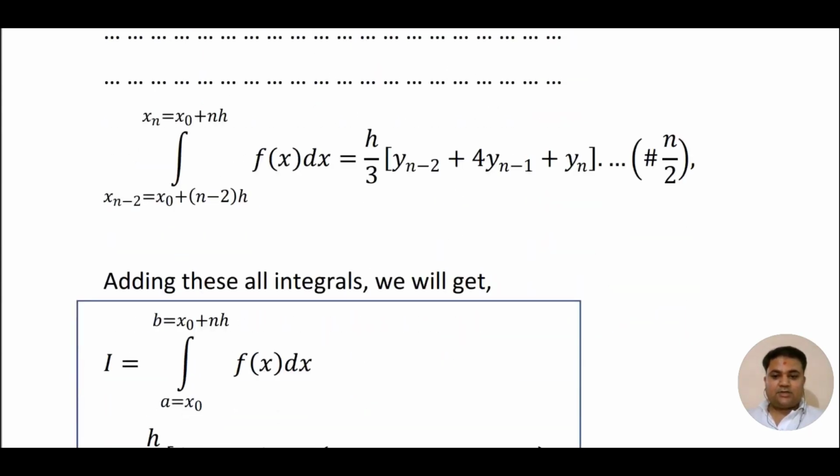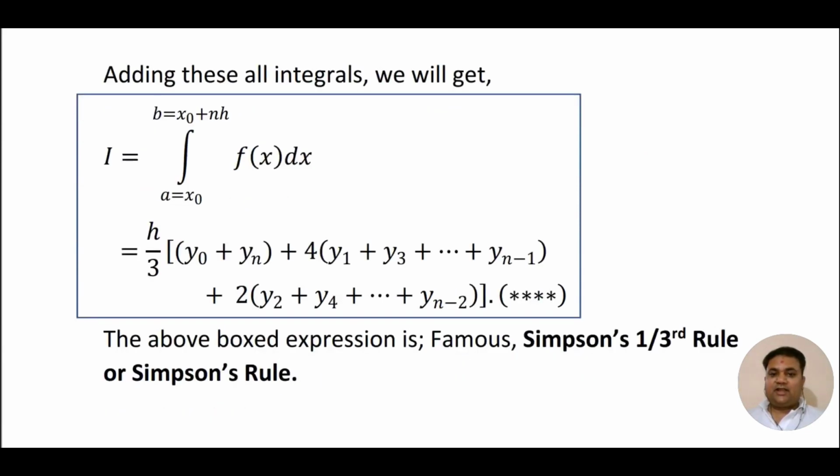If you add all these integrals, you will get this boxed expression where y0 and yn are unique, but y1, y3 up to yn minus 1, all these odd suffix entries, are multiplied by 4, and all even entries y2, y4 up to yn minus 2 are multiplied by 2. So you can easily remember this formula, which is known as Simpson's 1/3 rule, right?